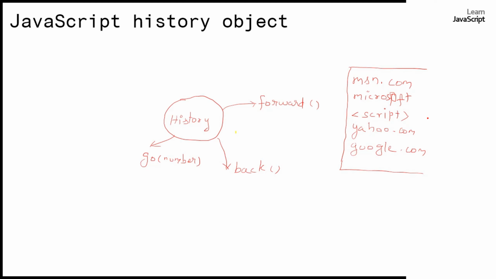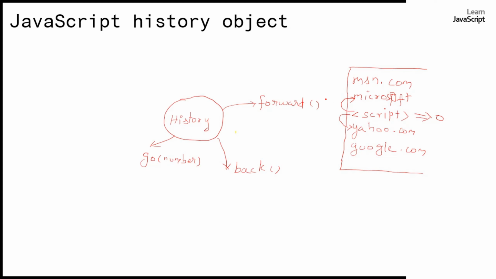And if you see, this is our script. When our script is here and you make a call to forward, you will jump to Yahoo, and if you say back, you will go to microsoft.com. So that's the use of forward and back. You can also use the go function.